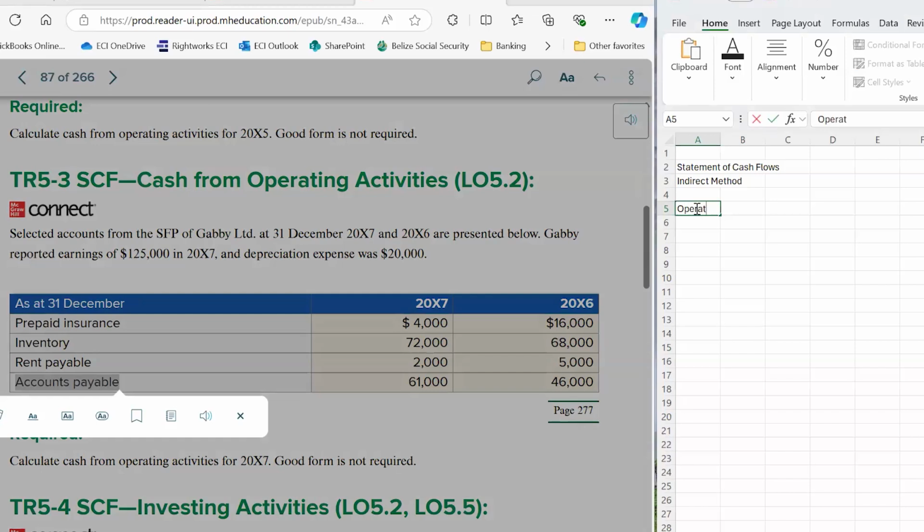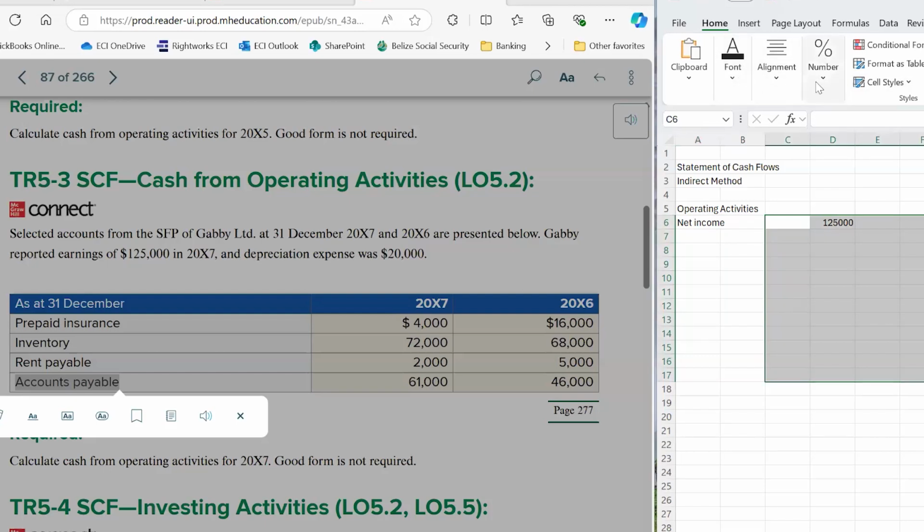But when we're doing the indirect method, our starting point for the cash flow statement is always going to be net income. Because if all of our net income was cash, then that would be our cash flow statement. So for example, say you run a convenience store and you have all cash sales and everything you buy is paid in cash. I mean, that's a very unlikely situation in today's world. But if that happened, your net income, revenue minus expenses, would agree to your bank statement. But because that does not happen, we're going to start with net income. And in this case, the question told us it was 125,000. I'm just going to format my numbers here just so it's a bit better. So there's my net income.